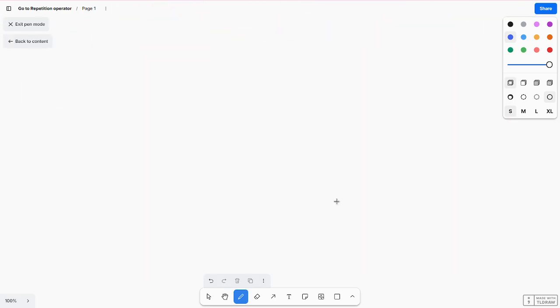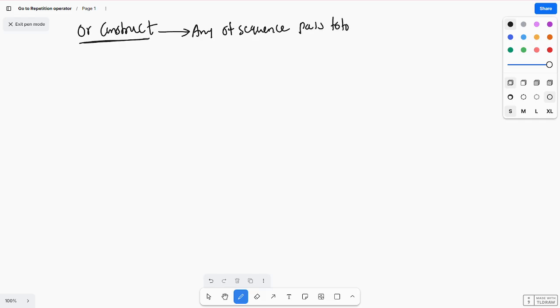Next is the OR construct. What is the OR construct? In an AND construct, if any one of the sequences fails, the total assertion fails. Instead of using AND, we are using OR. That means if any of the sequences passes, the total assertion will pass. Here I will write: any of the sequence, or both the sequences, pass. Then the total assertion will pass.